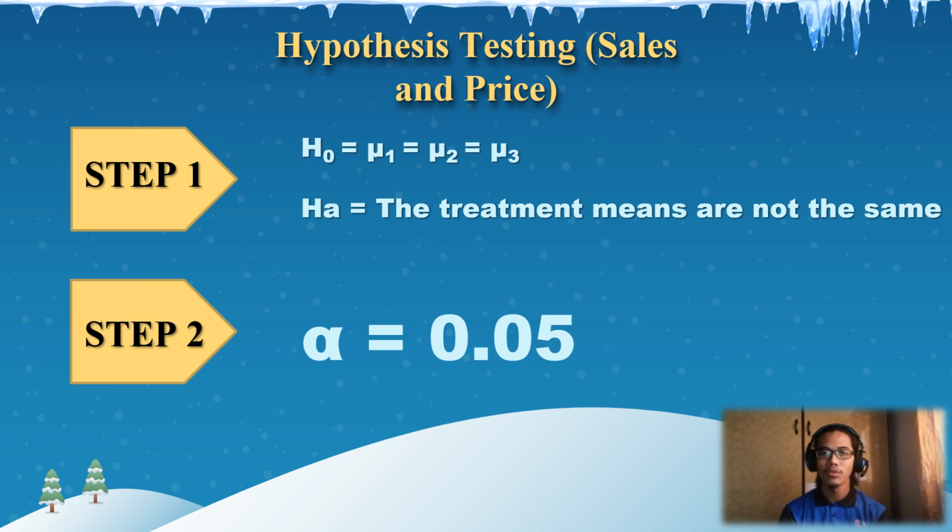Next, we move to the hypothesis testing for sale and price. In this section, there are 5 steps for hypothesis testing. Step 1, H null equal mu1 equal mu2 equal mu3, and H alpha equal the treatment means are not the same. Next, step 2 is we identify the equation, which is significance level alpha equal 0.05.